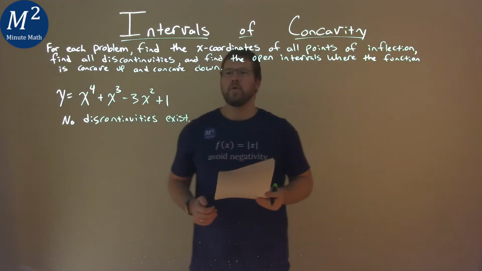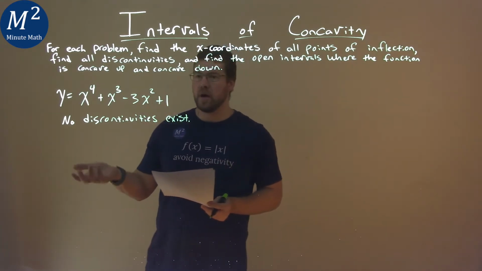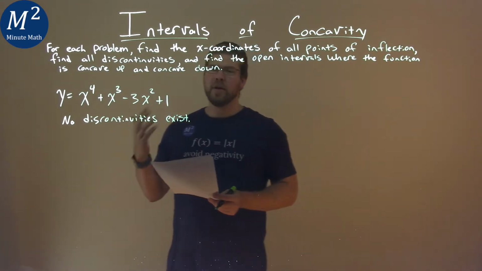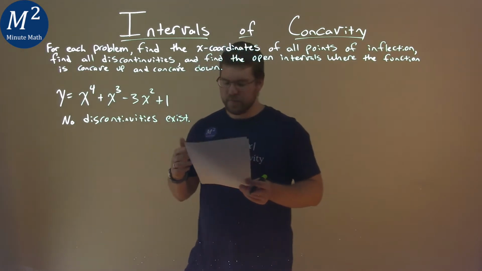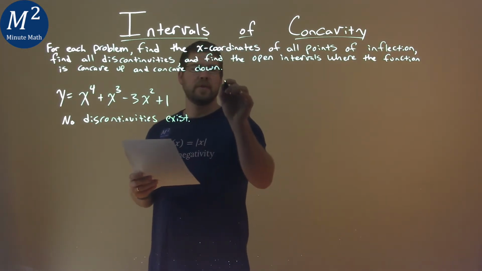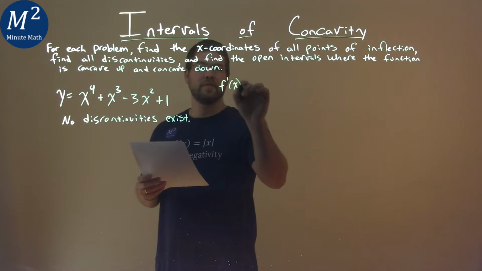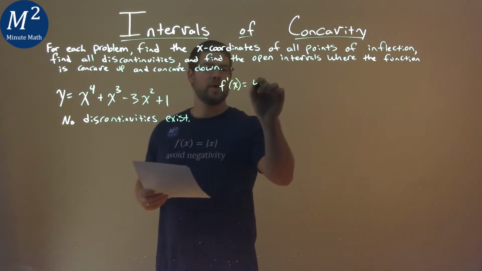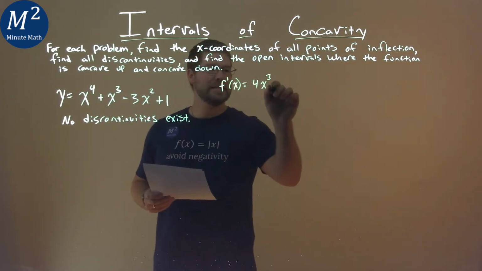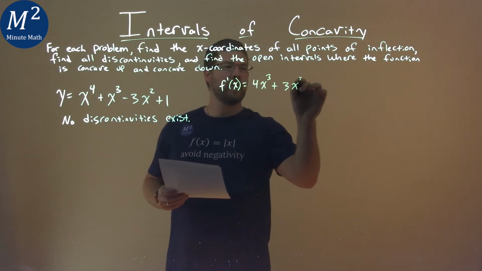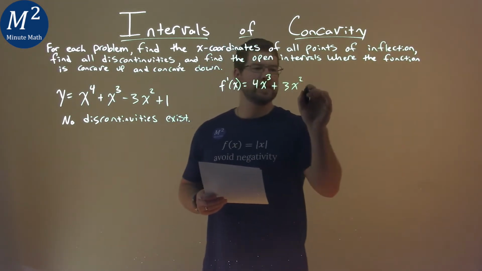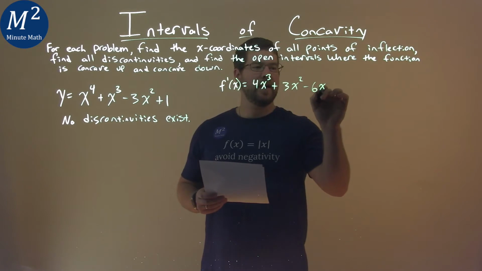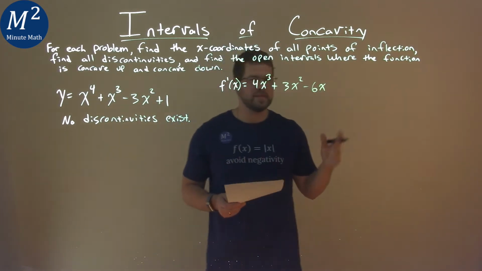Now, to find where our point of inflection is and where we're concave up and concave down, we need to find the second derivative. So to do that, I take my function and find the first derivative first. Power rule, 4 comes down, x to the third power, pretty easy. 3 comes down, x squared, not too bad, and 2 times 3 is a 6. So we have minus 6x here. And that's it, that's the first derivative.